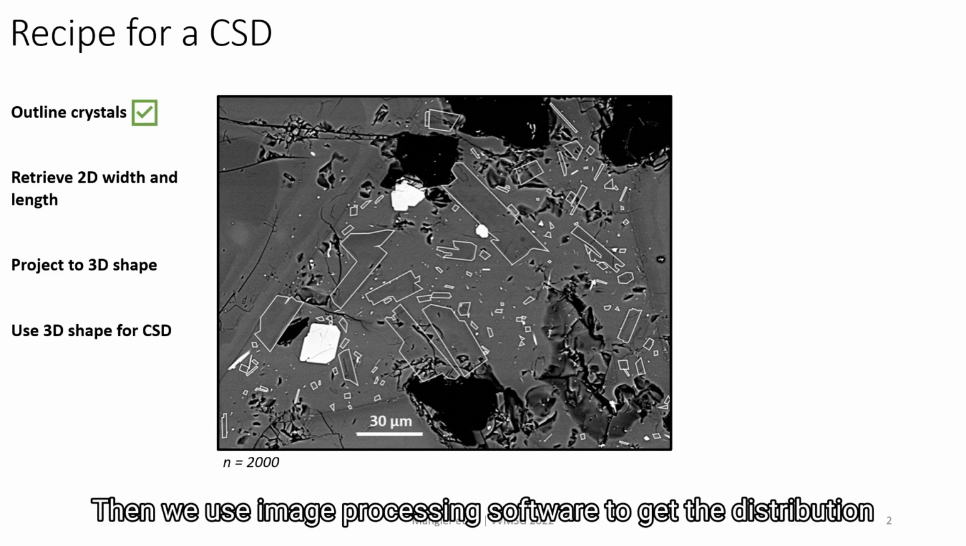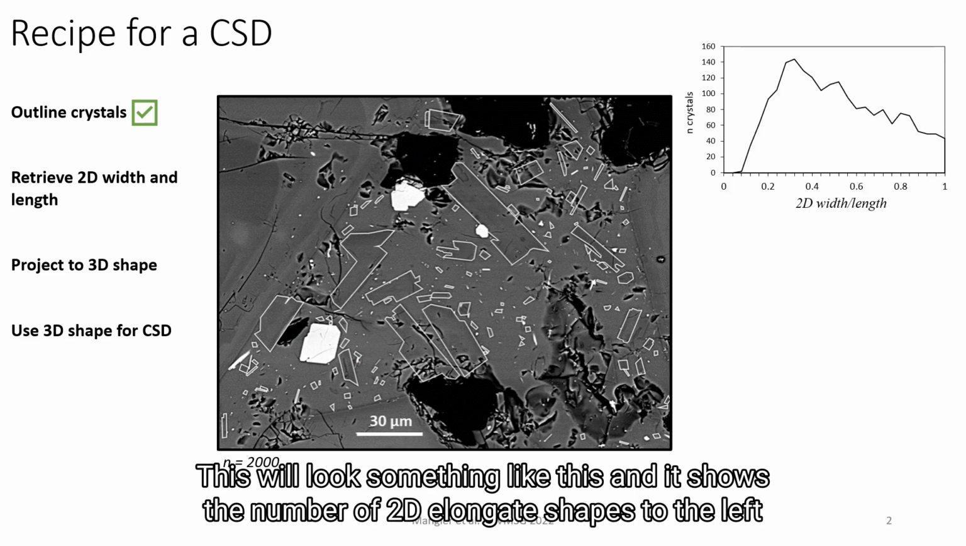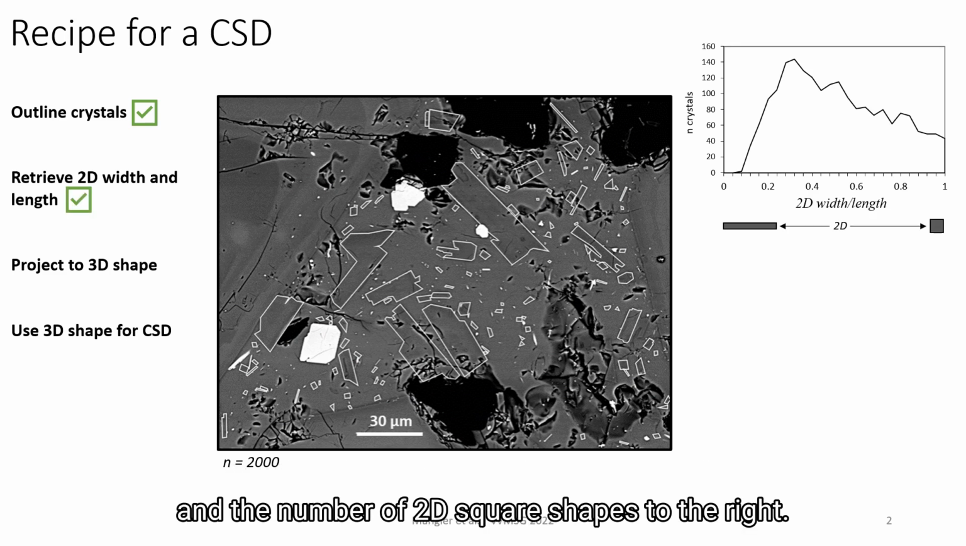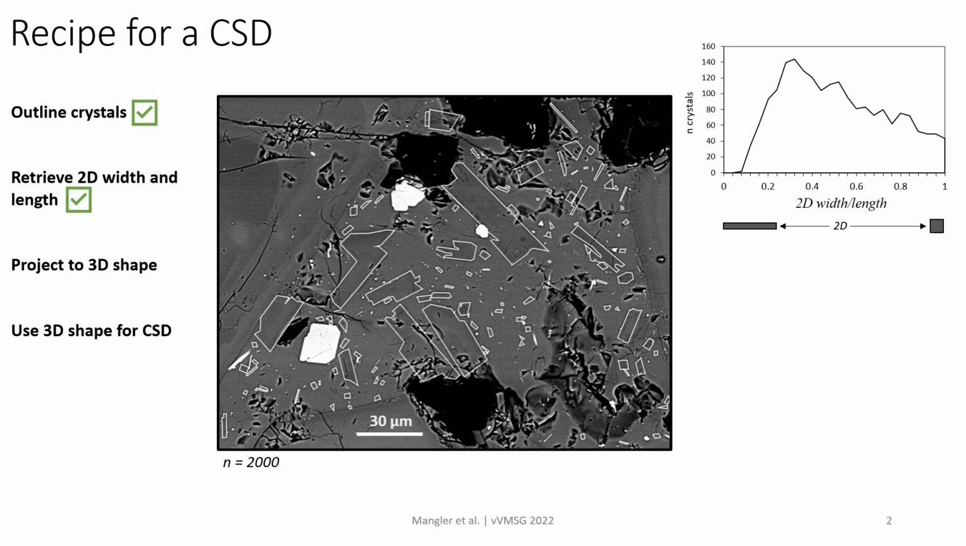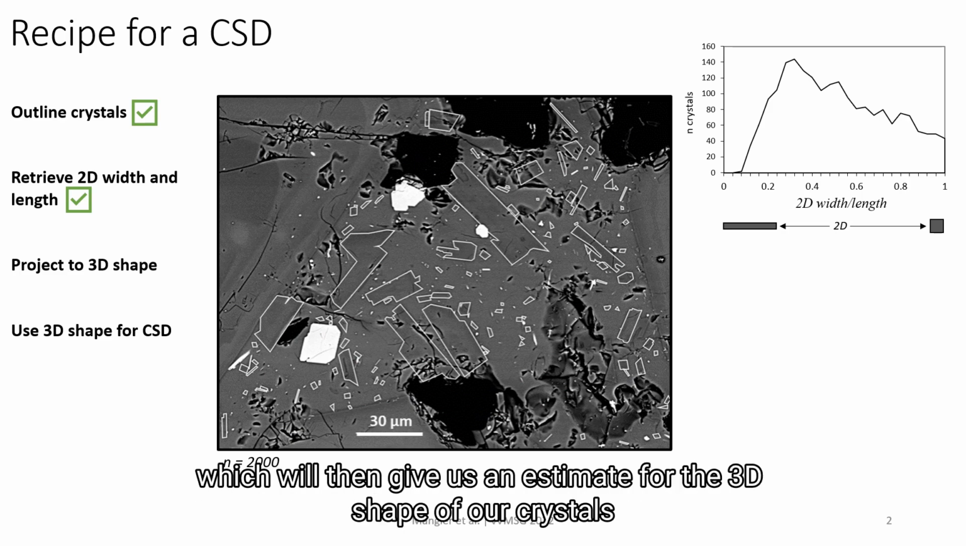Then we use image processing software to get the distribution of width-length ratios in our sample. This will look something like this, and it shows the number of 2D elongate shapes to the left and the number of 2D square shapes to the right. We can then put our 2D width-length data into a stereological projection program like CSD Slice, which will then give us an estimate for the 3D shape of our crystals.